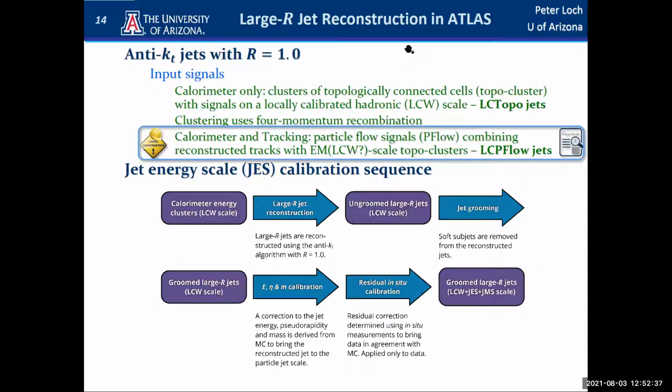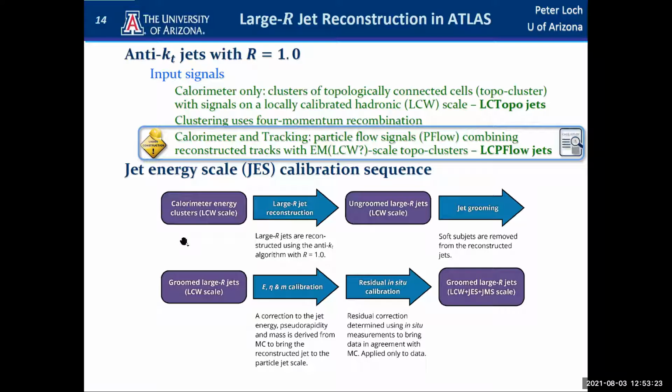We have also larger jets. Those are clustered with a distance parameter of 1. At the moment, they are routinely done only using the calorimeter. They're also using the locally calibrated clusters, so we call them LC topo jets. Like the smaller jets, we're using four-momentum recombination. We are working on commissioning the particle flow jets in the context of the larger jets, but this is not yet at a stage where it can be used routinely.